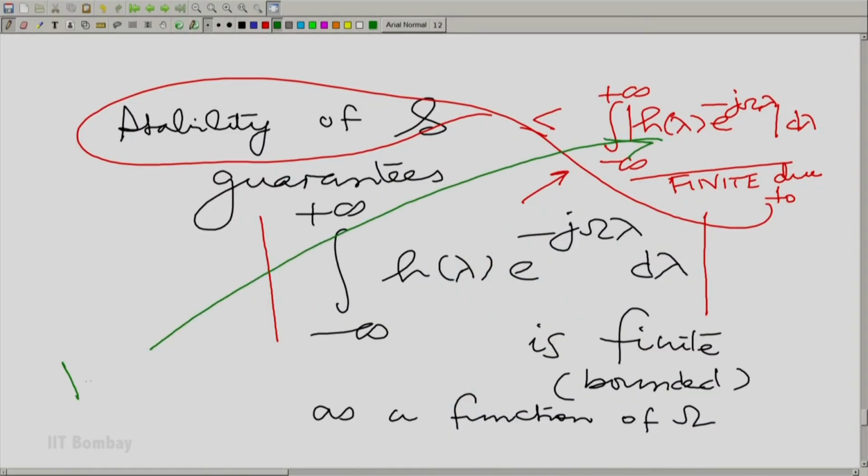You see, look at the expression here. This quantity here, mod h(lambda) e raised to the power minus j omega lambda, is the same as mod h(lambda). And we know that the stability of the system implies and is implied by the absolute integrability of the impulse response, and therefore we are assured that this constant by which that rotating complex number is multiplied is necessarily finite, it is bounded and bounded for all omega. In fact, the beauty is that the bound is the same as the absolute integral of the impulse response. You have a concrete bound which you can associate with it.